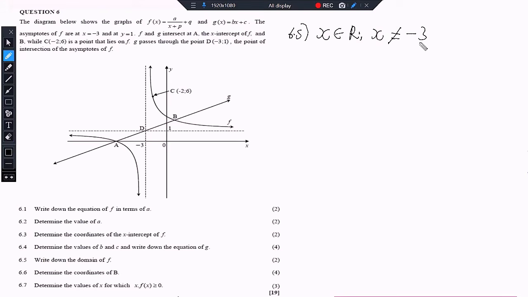So all the x values are valid, but x should not be equal to negative 3, because negative 3 is the asymptote. If you were to substitute negative 3 as your x value there, you would find a maths error.